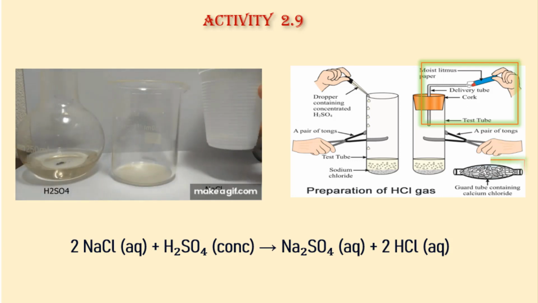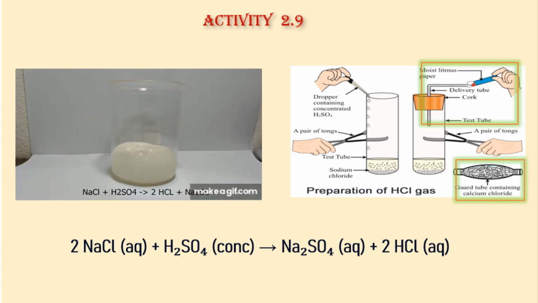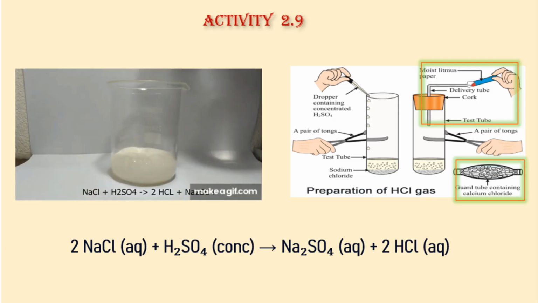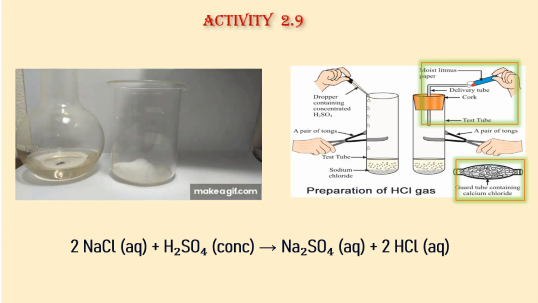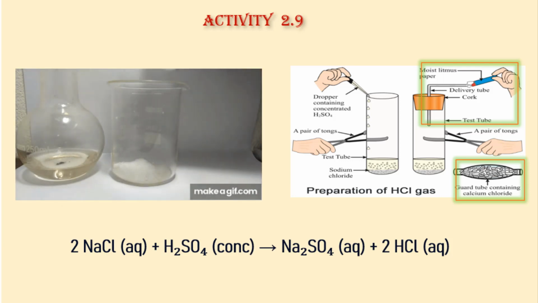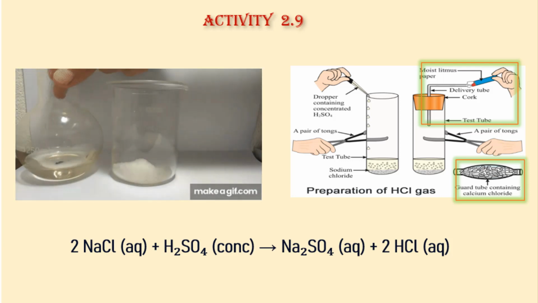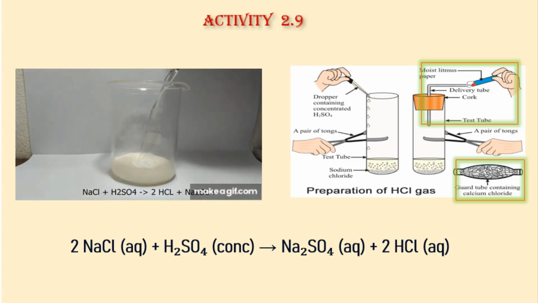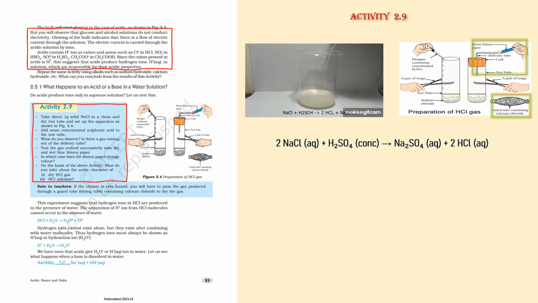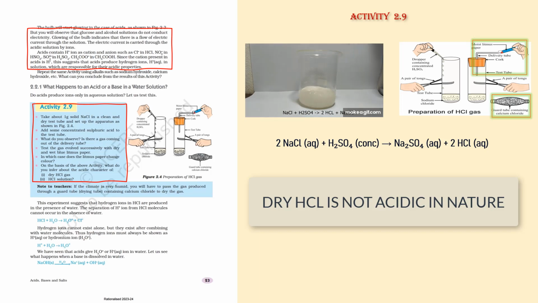Now, there is a twist to this experiment. You have allowed this HCl gas to pass through a tube which contains calcium chloride granules. What will happen to that HCl gas? Calcium chloride is a dehydrating agent. It will absorb the water molecules from the HCl gas and make it completely dry. Therefore, we will not be able to see the color change of the blue litmus to red, proving that dry HCl is not acidic in nature.